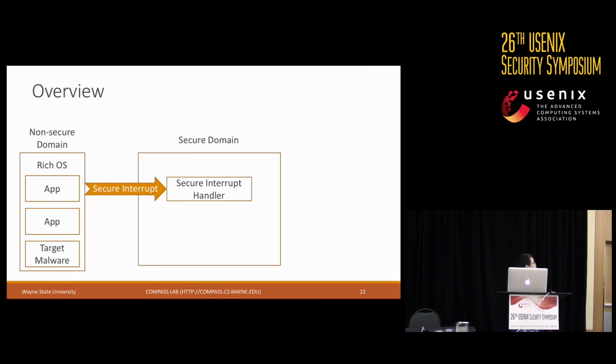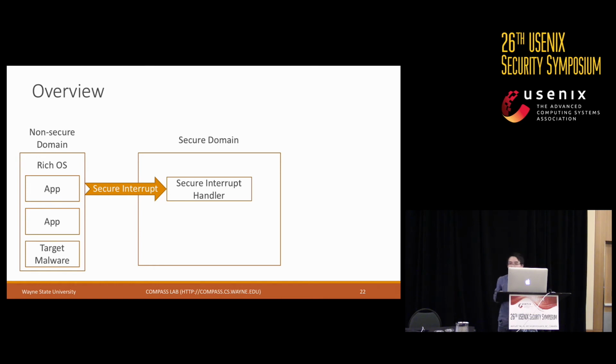The secure interrupt, or secure asynchronous exception, will force the CPU to switch to the secure domain. The source of this secure interrupt is very broad. It can be a button press, a clock event, a system call, or anything that can trigger an interrupt.